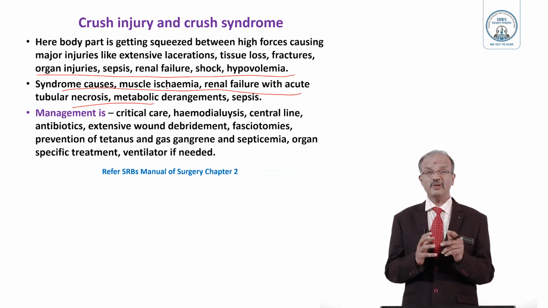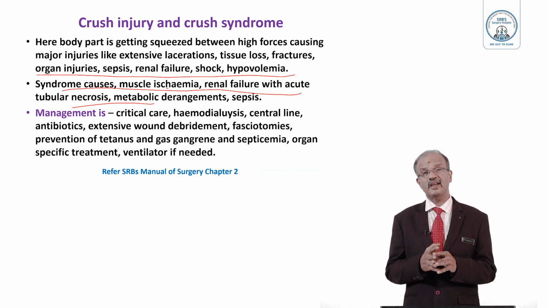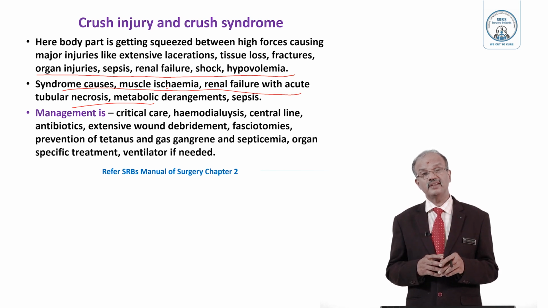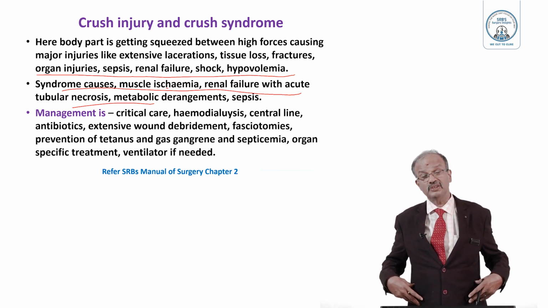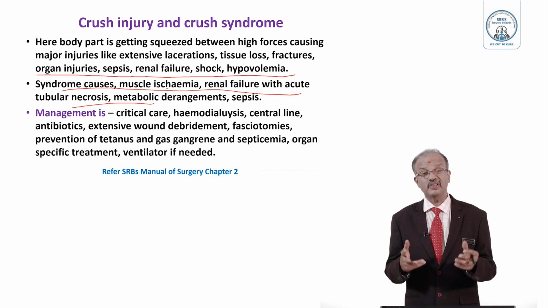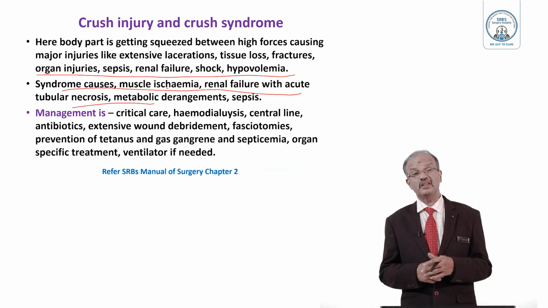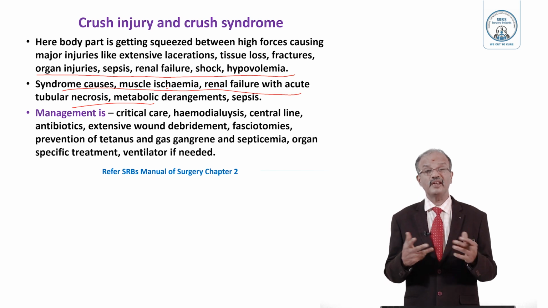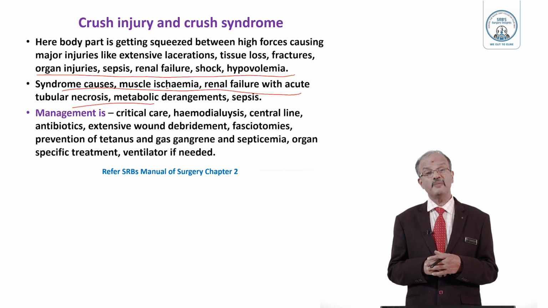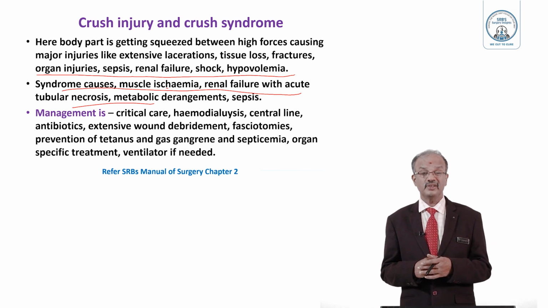But management is critical care admission, blood transfusion, systemic management, antibiotics, then local management depending on the location, such as pelvic crush injury or limb crush injury. Sometimes they may end up with amputation, sepsis, renal failure, respiratory complications, liver failure, everything can occur, depending on the age, associated problems, and morbid status.